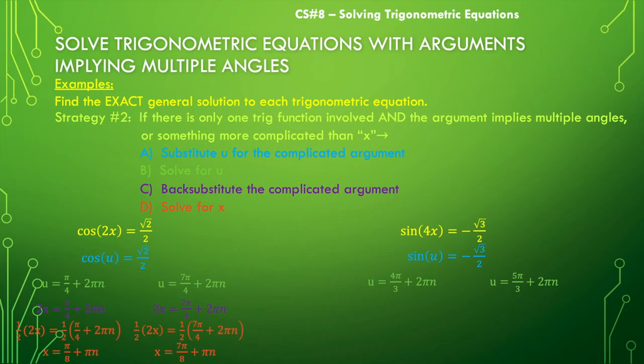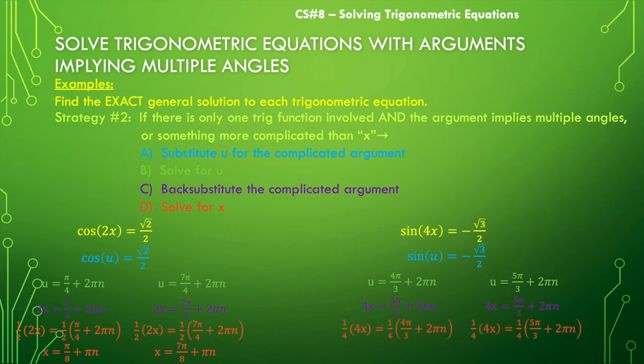Now we're going to back substitute, okay? And so we are going to take this 4x and sub it back in for u. We took it out, right? We took the 4x out, made it u, and now we're putting it back in right here, and we're back substituting the 4x back in for u. Okay, so now we're going to isolate x by multiplying both sides through by 1/4.